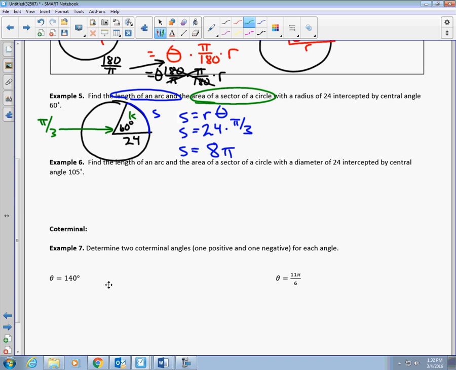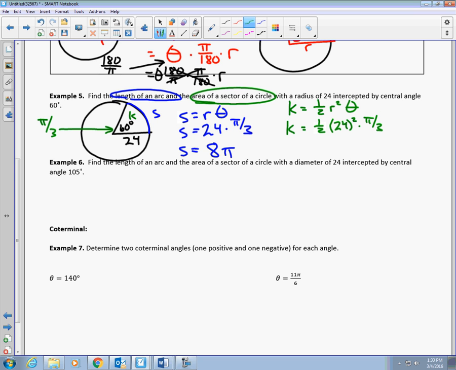Area, we'll use a different formula. K is equal to 1/2 r squared theta. K equals 1/2 times 24 squared times theta is pi over 3. Tell me, can I take 1/2 of 24 and then square it? Or do I have to take 24, square it, and then take 1/2 of it? I have to square it first because that's the order of operations. So 24 squared is 576. And then if you divide that in half, I think we get 288.